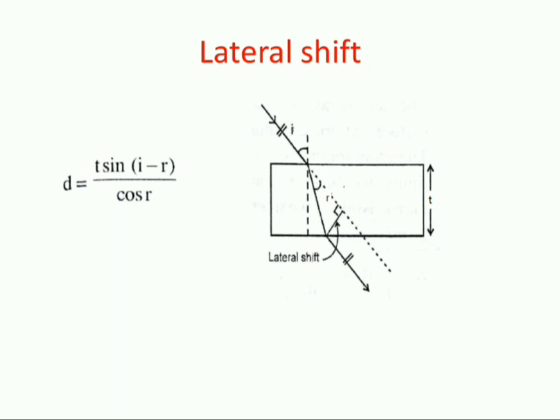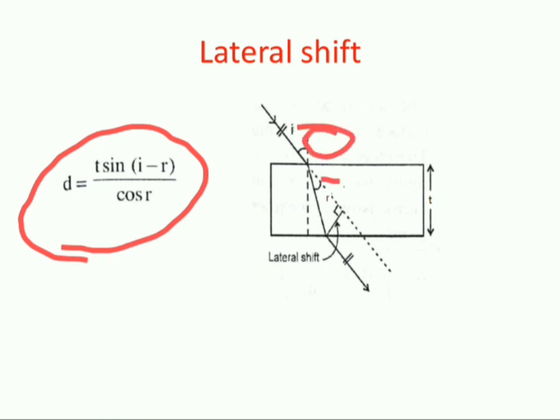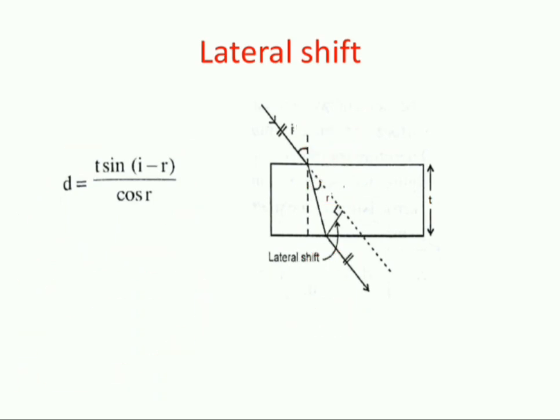Okay, coming to lateral shift. When you make a light ray incident through a thick glass slab whose thickness is t, we have derived this relation. What is the formula for lateral shift? D is equal to t into sine of (i minus r) by cos r. i is the angle of incidence and r is the angle of refraction. If they give you the refractive index of the material, you can find out the value of r using Snell's law.